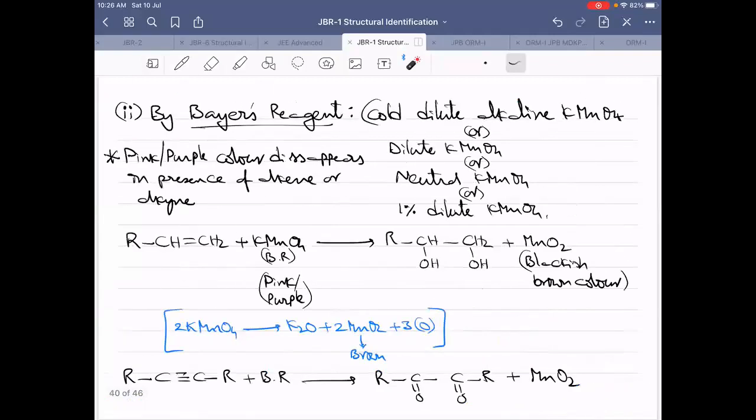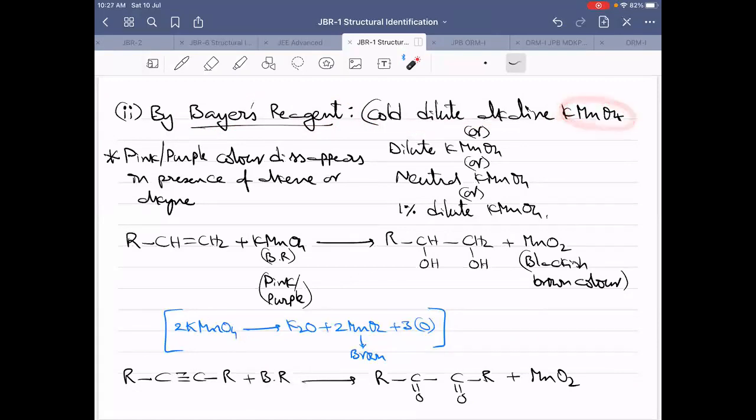Yes. Next. Second reagent is Bayer's reagent. By Bayer's reagent, how can we identify the presence of alkenes and alkynes? That is, unsaturated hydrocarbons. Bayer's reagent is first of all a cold dilute alkaline permanganate. You know what is permanganate? Potassium permanganate. And what is the color of potassium permanganate? Pink or purple color, no? Dark pink or purple color we can say.